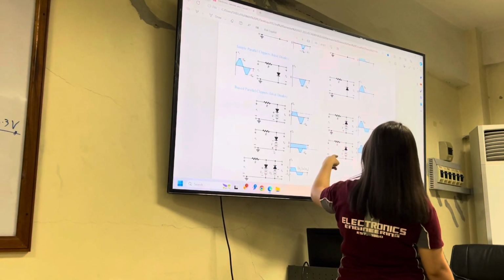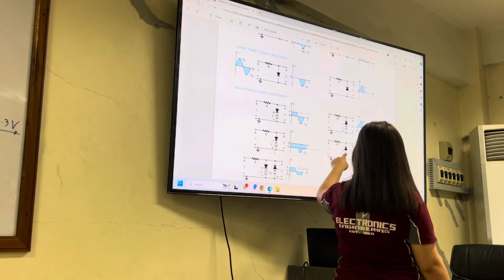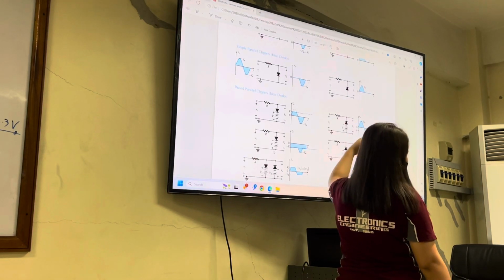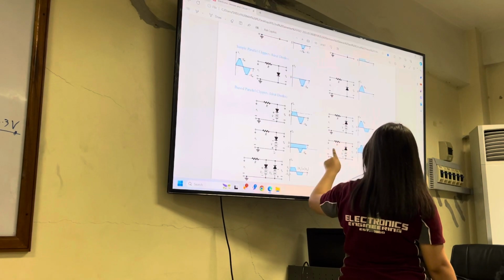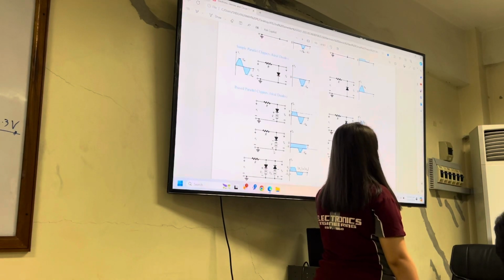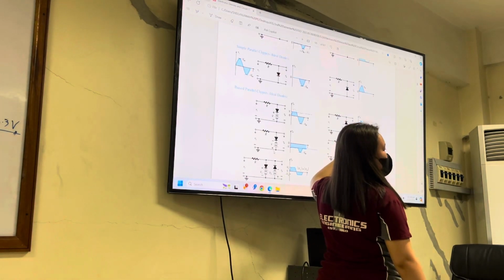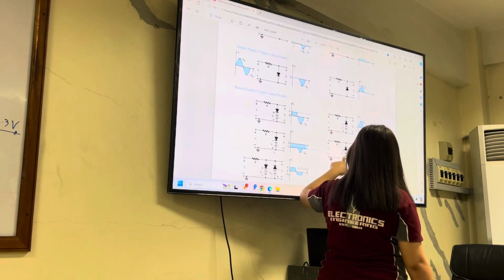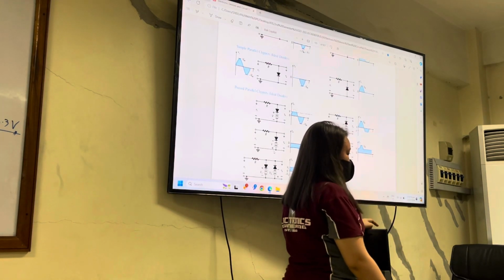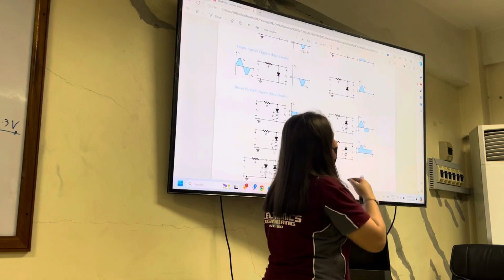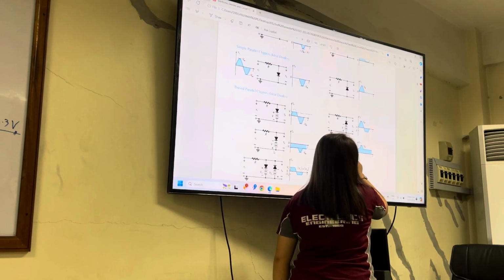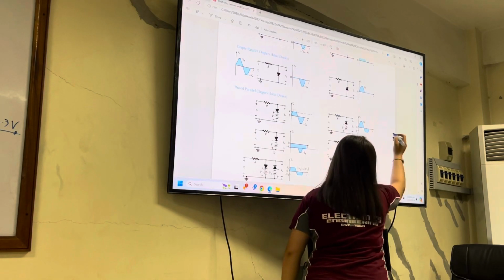This one has the reversed orientation of the battery. In the positive half cycle, our diode is not conducting. The branch is non-existent, therefore V output is equal to our VI. In the negative half cycle, our diode is conducting, therefore our V output is measured across this branch, which is just equal to our V. So our V is on the positive part. This is just a positive voltage.